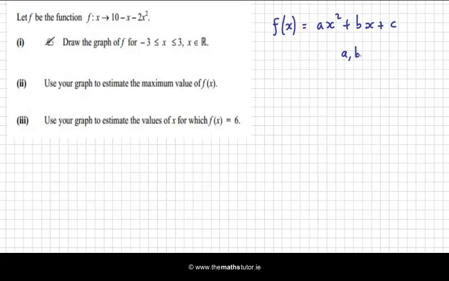So a, b and c are constant, and a must not be 0. The other two can be 0, but a can't be 0, because if a was 0 then 0 times x squared would be 0 and the function would just be bx plus c, which is a linear function. So the coefficient, that's the number before the x squared, the coefficient of x squared must be non-zero. So that is the coefficient.